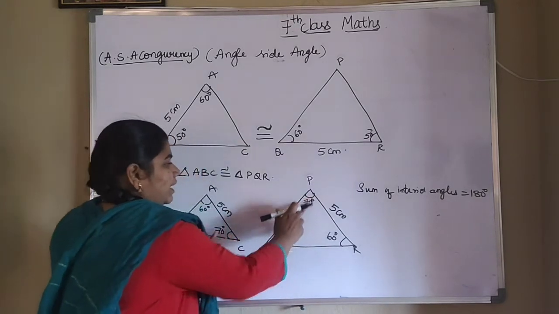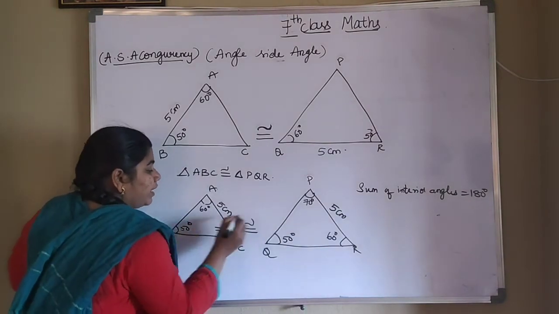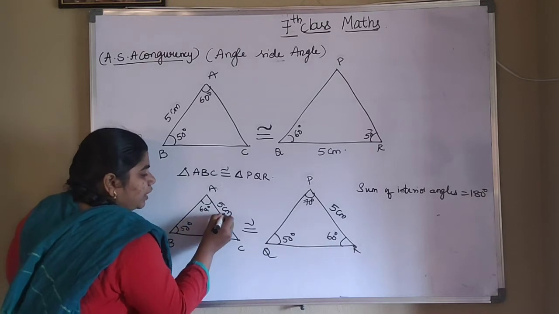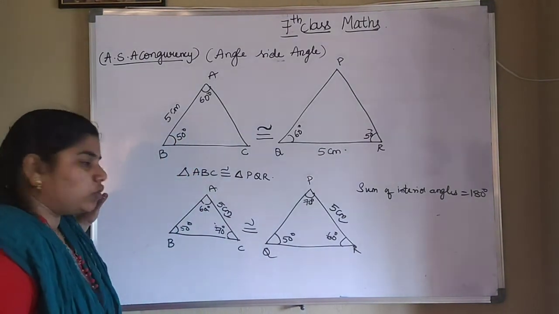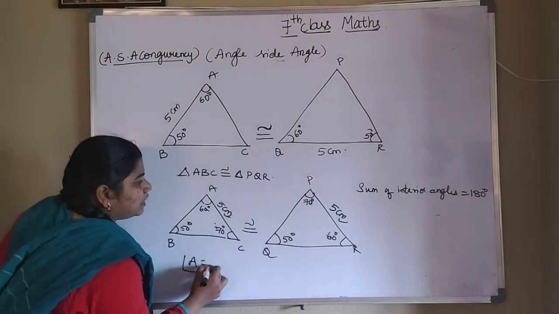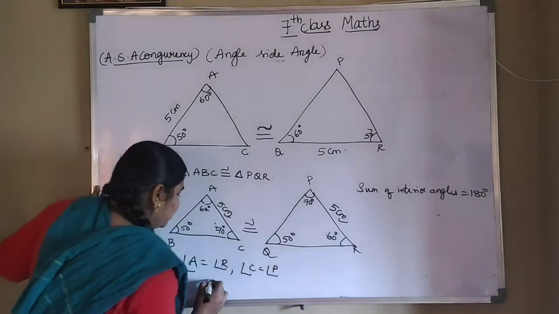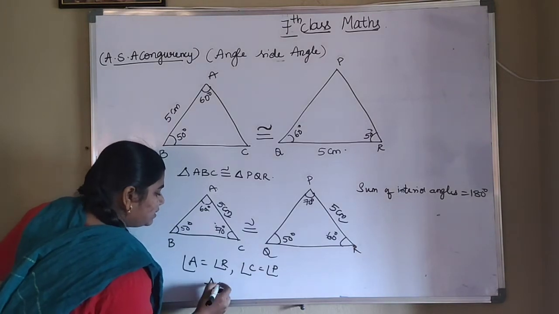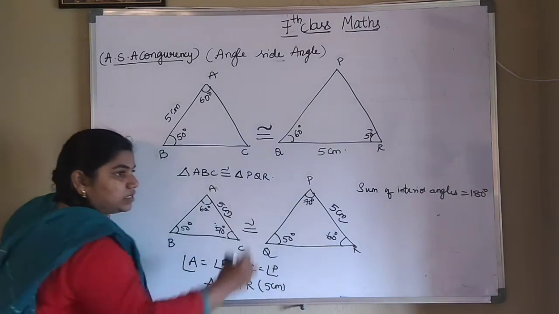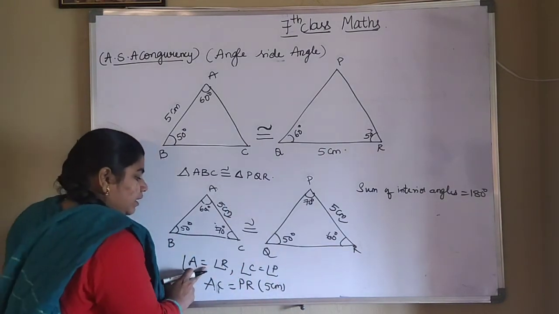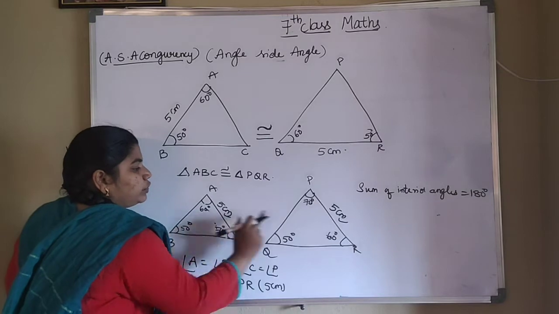Now by using ASA, you can tell these two triangles are congruent to each other. How can you tell? Because two angles and the included side are equal. So we can write here angle A is equal to angle R, angle C is equal to angle P, and line segment AC is equal to line segment PR, that is 5 centimeters. So by using ASA congruency, you can tell these two triangles are congruent to each other.